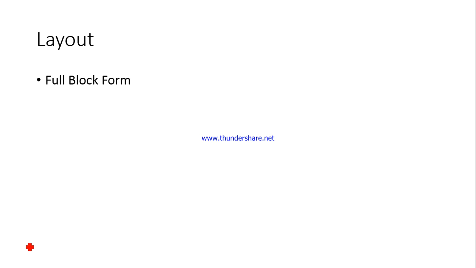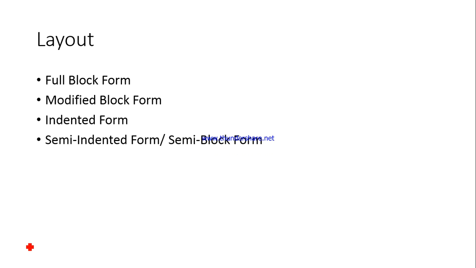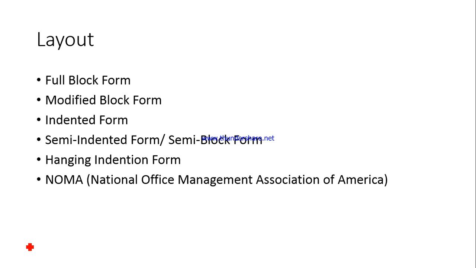Please understand that there are different formats, and these are the names of the different formats. So you've got a full block form, you've got a modified block form, indented form. Indent means there is some space from the left margin. Those of you who are using MS Word for preparing your assignments and reports would know it better. Indent basically means space from the left extreme.